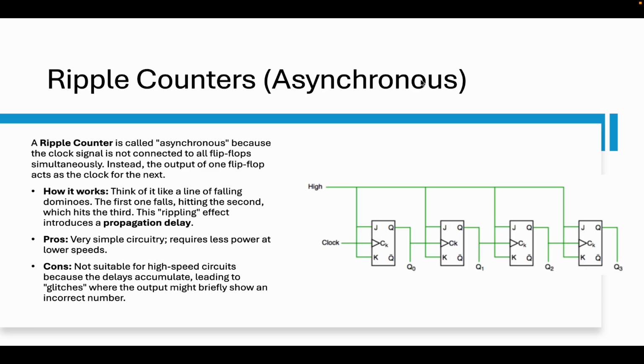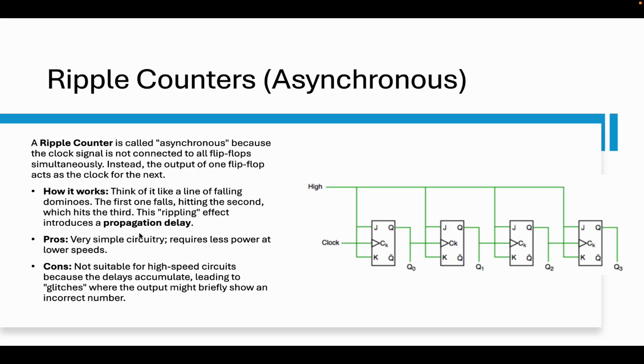Ripple counters are asynchronous. A ripple counter is called asynchronous because the clock signal is not connected to all the flip-flops simultaneously. Instead, the output of one flip-flop acts as the clock input to the next flip-flop. For this, you can take the example of dominoes, where you just push the first domino and it makes all the other dominoes fall. So it creates a rippling effect.